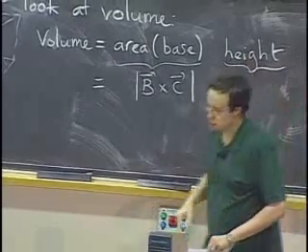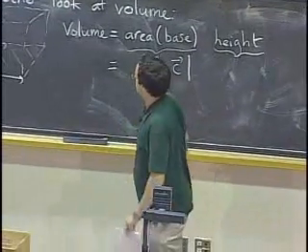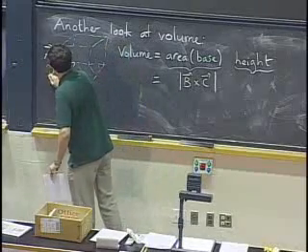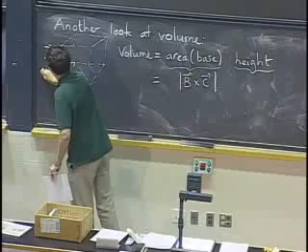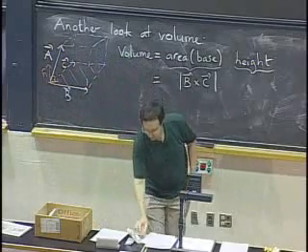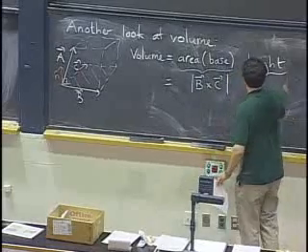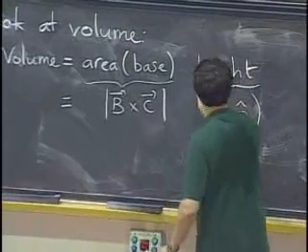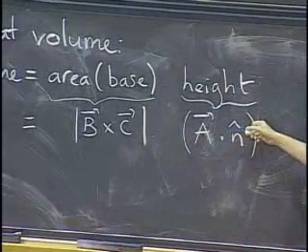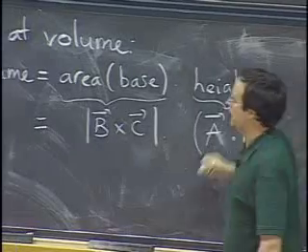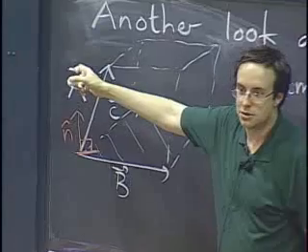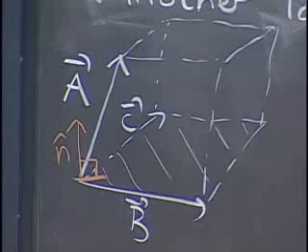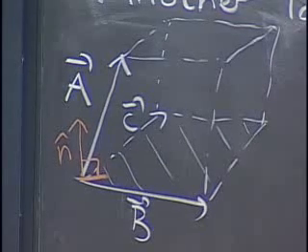Well, the height is going to be the component of A in the direction that's perpendicular to the base. So let's take a direction that's perpendicular to the base. Let's call that n, a unit vector in that direction. Then we can get the height by taking A dot n. That's what we saw at the beginning of class. Okay, that A dot n will tell me how much A goes in the direction of n. Okay, are you still with me? Okay, let's keep going.